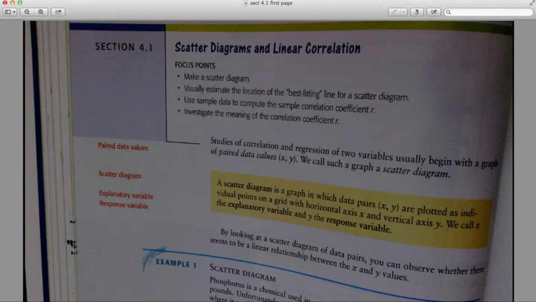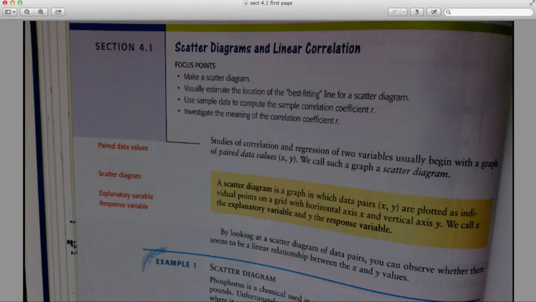This chapter discusses correlation and regression, which analyzes the relationship between two variables, and we refer to those variables as x and y. Section 4.1 focuses on scatter diagrams and linear correlation. When studying correlation or regression between two variables, we usually plot the data pairs of x and y on a scatter diagram so you can visually see if there is a linear relationship between those values.